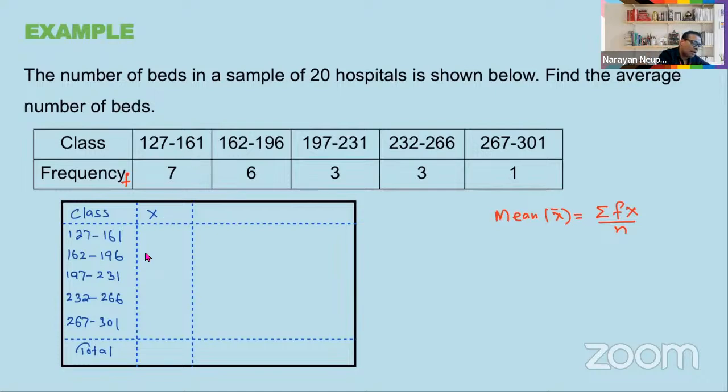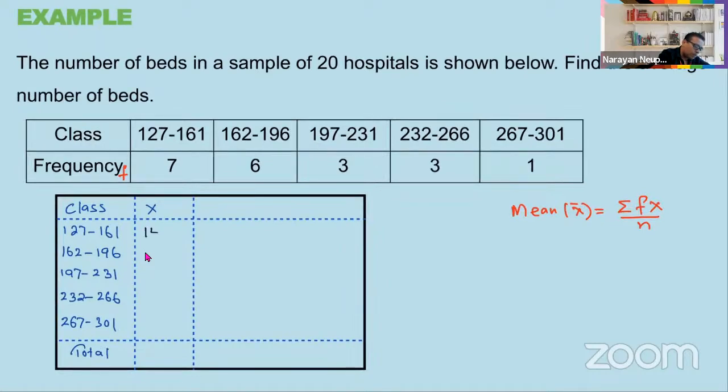Yes or no? 144. Similarly, if we repeat the process, 162 plus 196 divided by 2 is 179. Make sure you check it. 197 plus 231, you find the sum, and then divided by 2, it will be 214. 232 plus 266 divided by 2 is 249. And then 267 plus 301 divided by 2 will be 284.